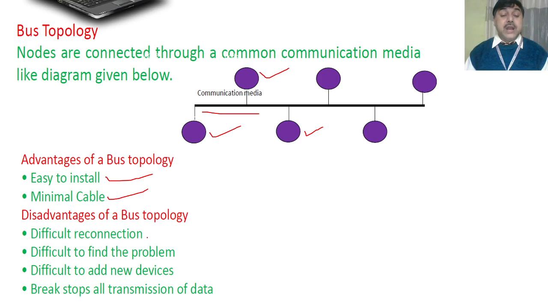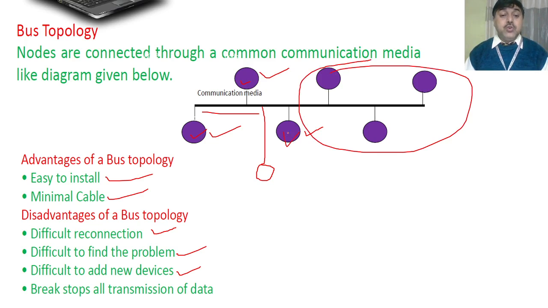Difficult to reconnect. If you want to reconnect, it becomes very difficult. Difficult in finding problems. If any machine is not working, there is great difficulty in finding that problem. Difficult to add new devices. Suppose you want to add one device here, this is very difficult. You have to configure this, this, and this, then the whole system, and only then can you do the work.